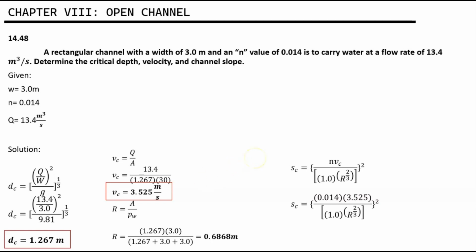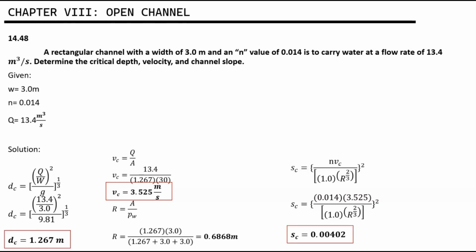Now that we already have the value for R, we can solve for the channel slope. The formula for channel slope is equal to (n times V sub C divided by 1.0 times R raised to the power of 2/3), squared. By plugging in all the given values, we have (0.014 times 3.525 over 1.0 times 0.6868 raised to 2/3), squared. By simplifying this equation, we got the value of the channel slope, which is equal to 0.00402.